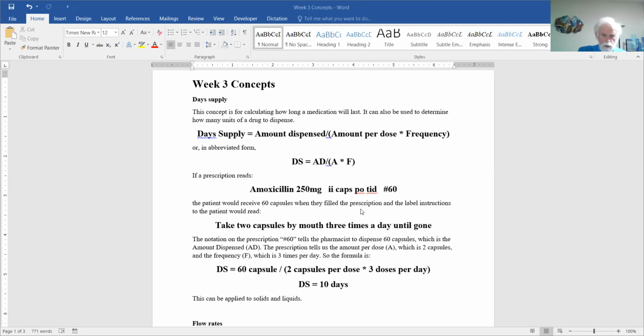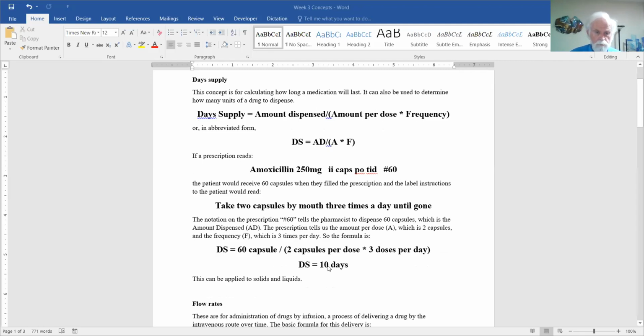So when we give the actual instructions to the patient, we don't mention 60, even though that will appear on the prescription label. The instructions are clear: take 2 capsules by mouth 3 times a day until gone. The until gone may or may not be there, but in general, we want patients to take the entire prescription of any antibiotic.